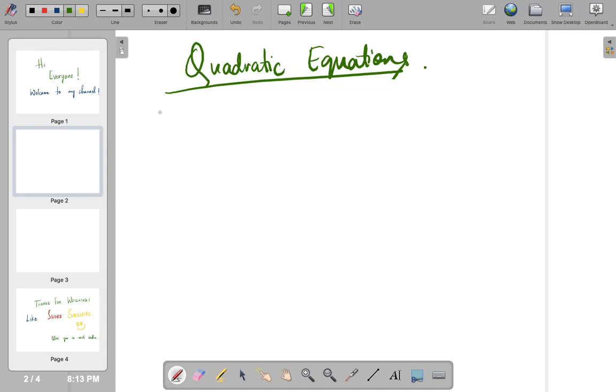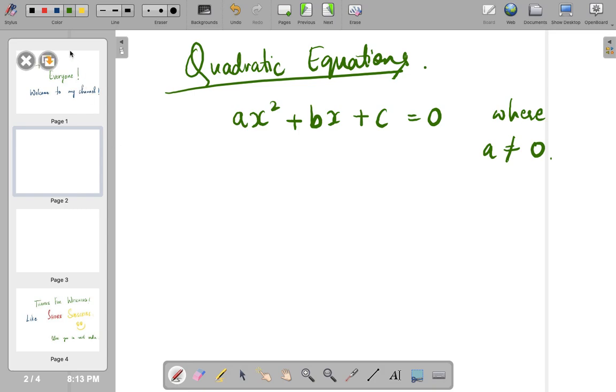So any equation which can be written in the form of ax square plus bx plus c equal to 0, where a is not equal to 0, then we call it a quadratic equation. So this will be the standard form for any quadratic equation. If you observe here, the highest power of x is 2. Hence it's called quadratic.